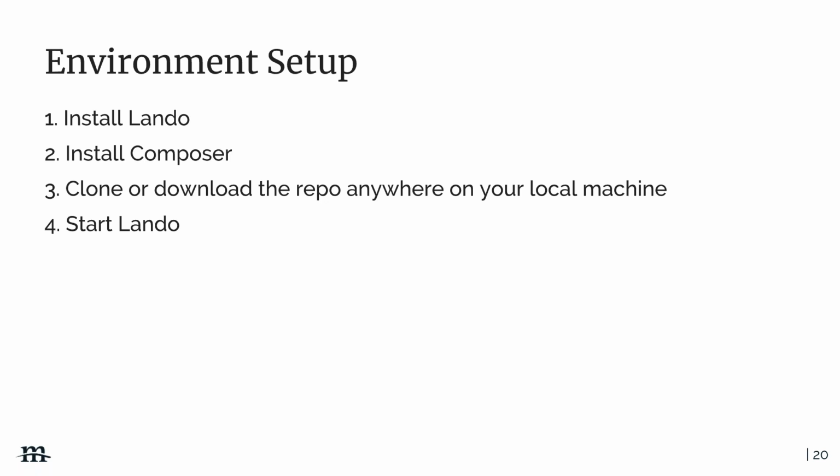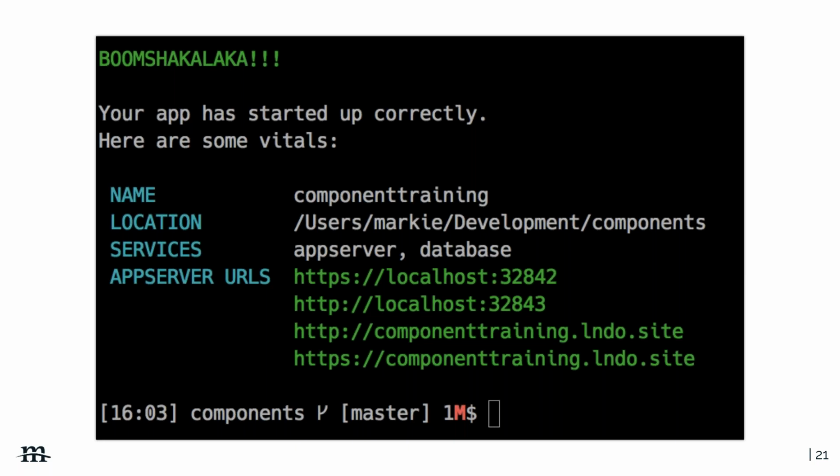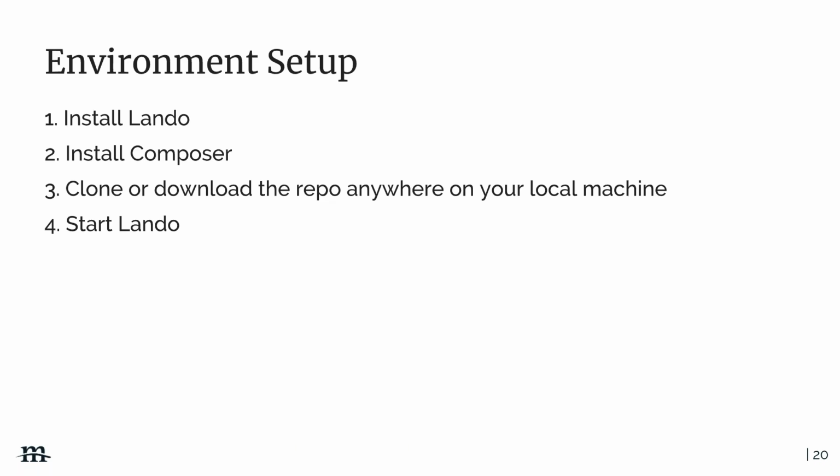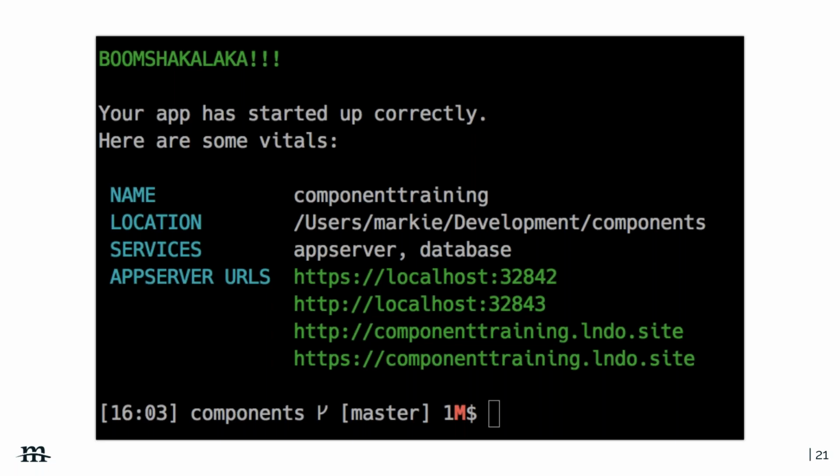And then we had a 6-step process. You have to install Lando and Composer, of course, in order to get all those things working. Clone our repo in there. Start up Lando, where you get the wonderful message, boom, shakalaka, which allows you to have the HTTP and HTTPS site. It's all in Docker, so it makes turning on and off containers easy.